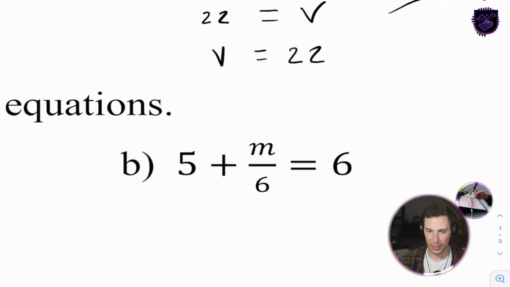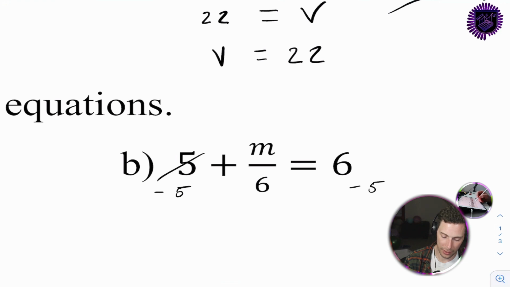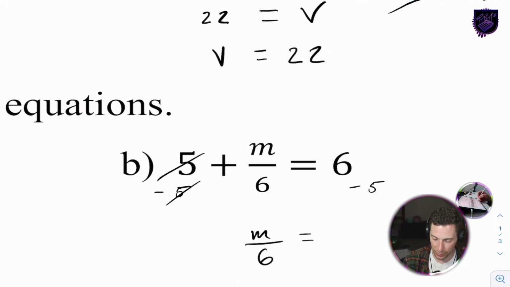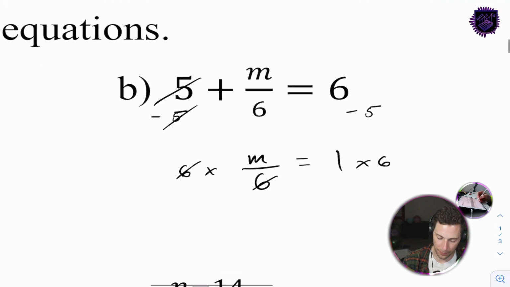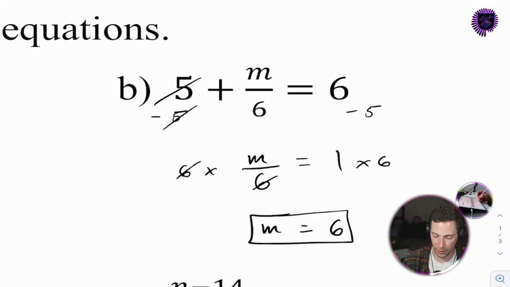5 plus something divided by 6 equals 6. So again, subtract 5 from both sides. And then that cancels. And then we have m divided by 6 is equal to 1. We multiply both sides by 6, times 6. We're left with m is equal to 6. That's our answer.